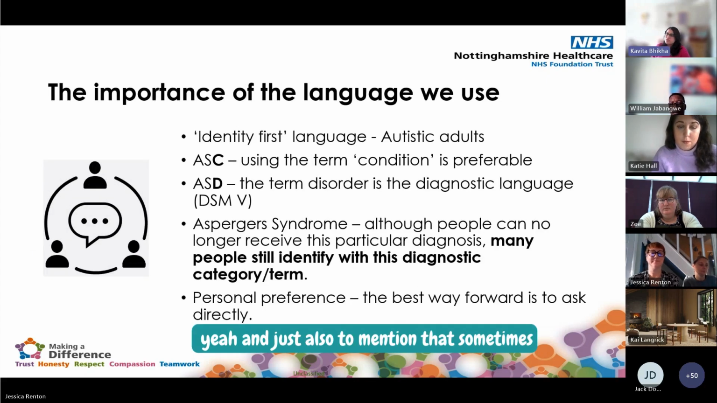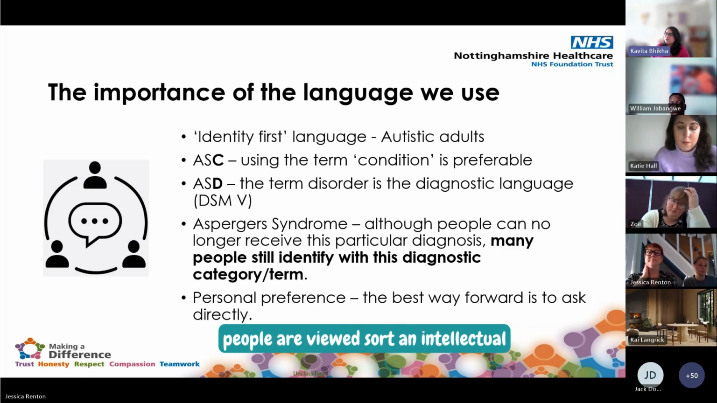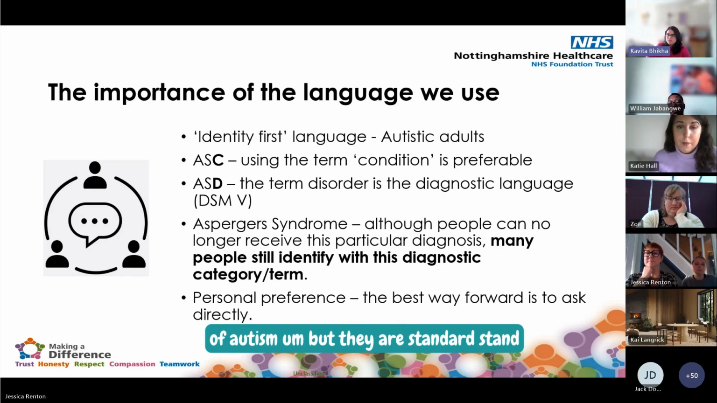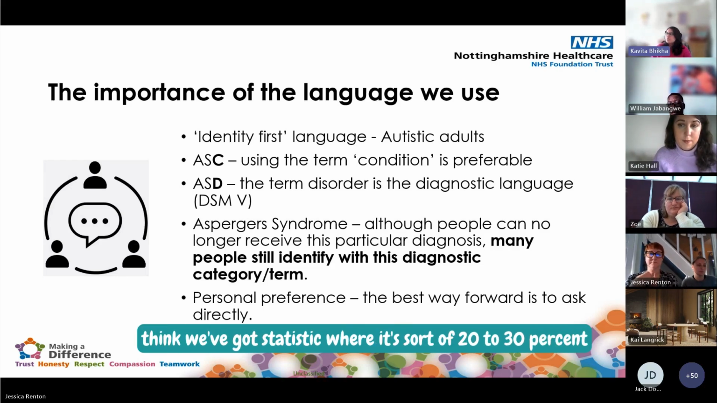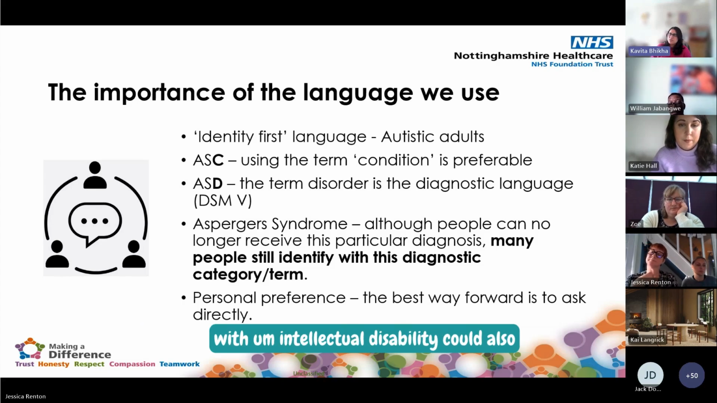Also, sometimes people view intellectual disability as being autism or part of autism. But they are stand-alone diagnoses, though they can co-occur. I think we've got a statistic where 20 to 30% of people with intellectual disability could also have autism.